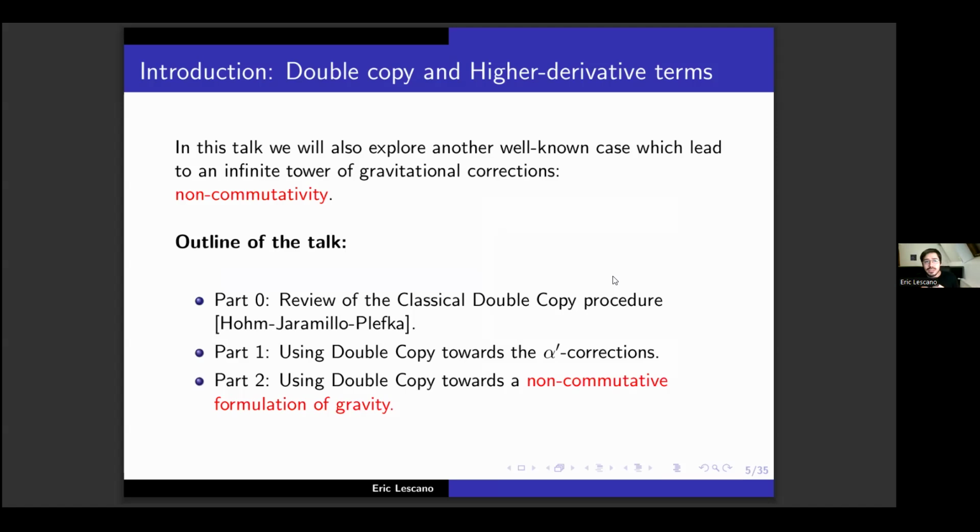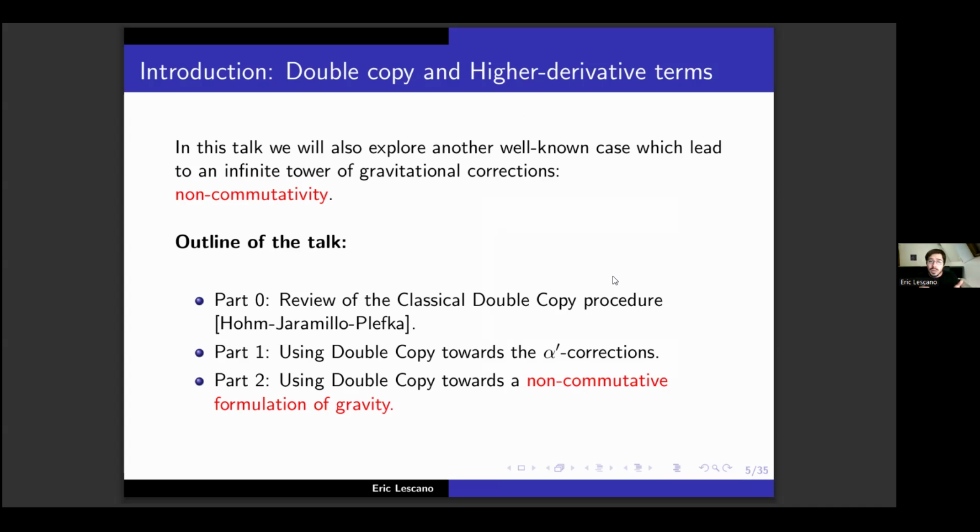So the outline of the talk is like this. In the first part, part 0 of the talk, I will review this classical double copy procedure of Hom, Jaramillo, and Plewka. I will be putting a lot of time and energy into this part 0 because, in principle, I would like this talk to be pedagogical. So I prefer to talk about this particular procedure for you to learn about it.